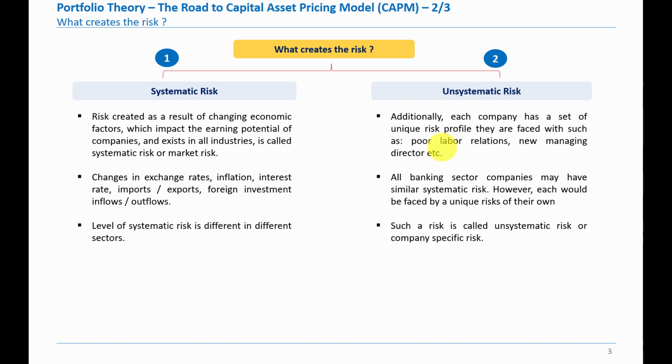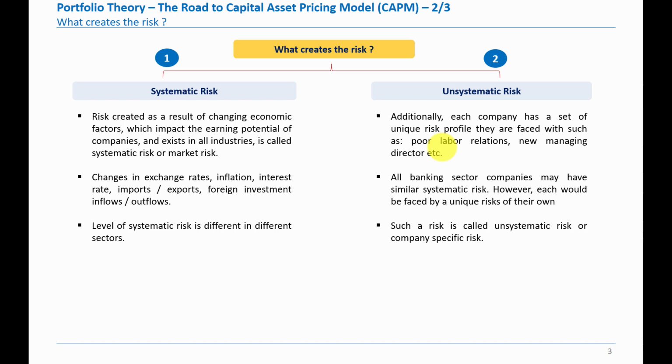So let's mix what we've learned. In the banking sector, we've assumed a systematic risk of 0.4 across the board. HBL, UBL, MCB. However, company-specific risks would be different for all.